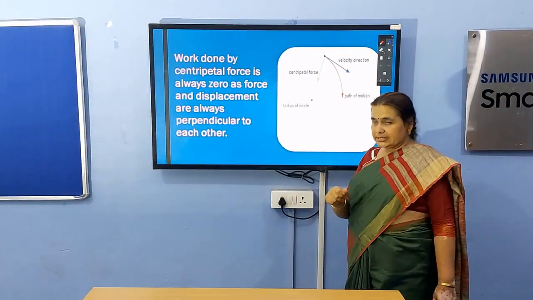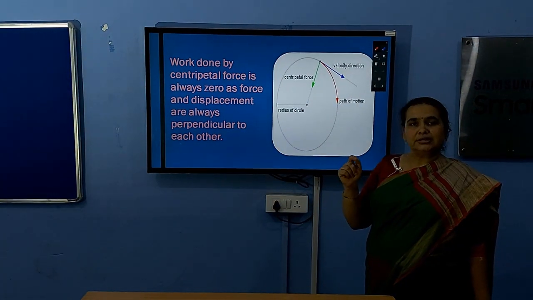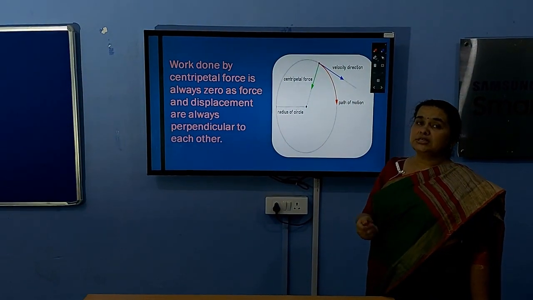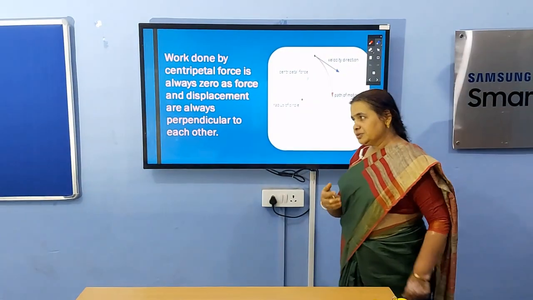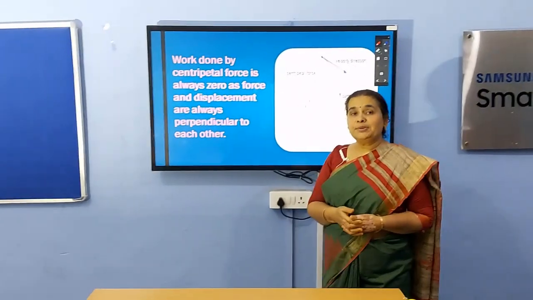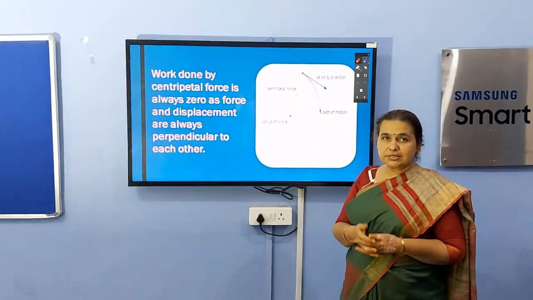We have discussed just now that after one complete revolution, displacement is 0. That's why work done is 0. What happens if 2 revolutions are there? Again displacement is 0, so work done is 0. What happens after 100 revolutions? Work done is again 0 because displacement is 0.